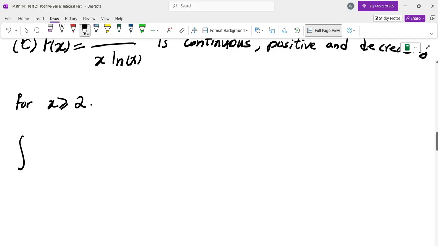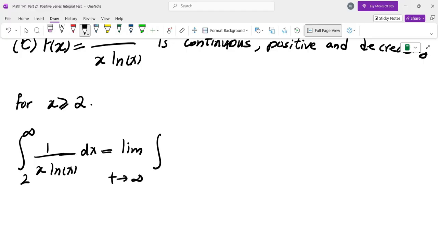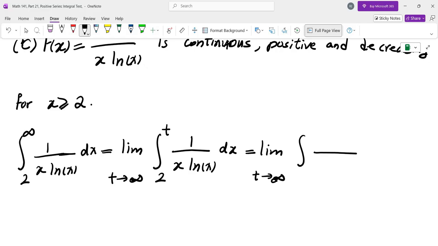So we're going to integrate this from 2 to infinity of 1 over x natural log of x dx. If this becomes a finite number, the original series converges, otherwise it diverges. This is the limit as t approaches infinity, integral from 2 to t, 1 over x natural log of x dx. Well, how do we integrate this one? We'll have to do a u sub.